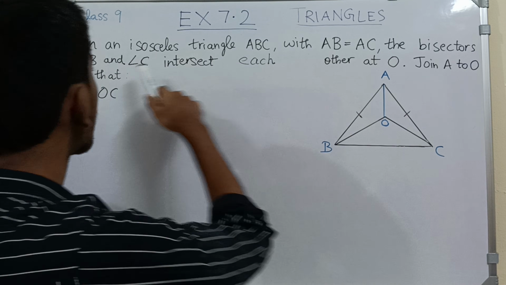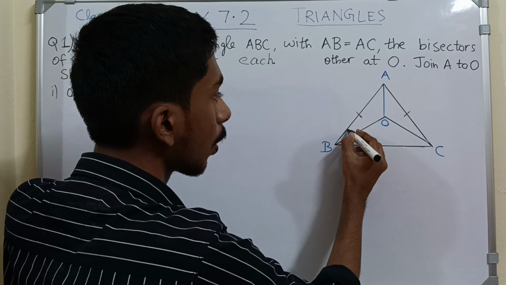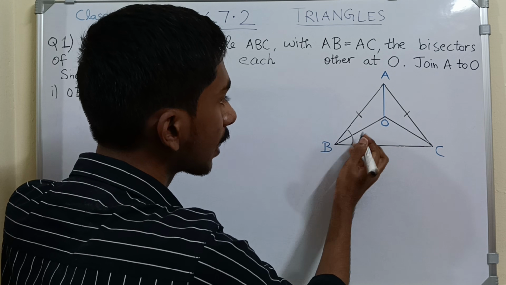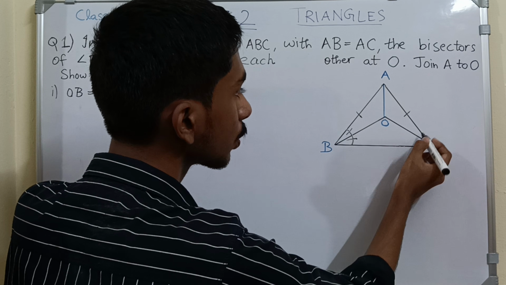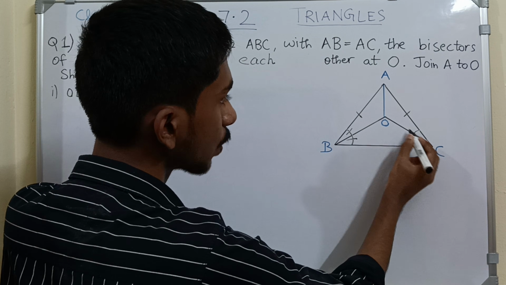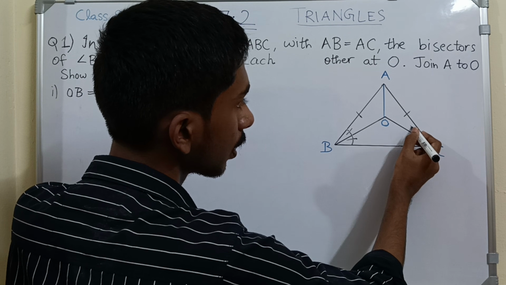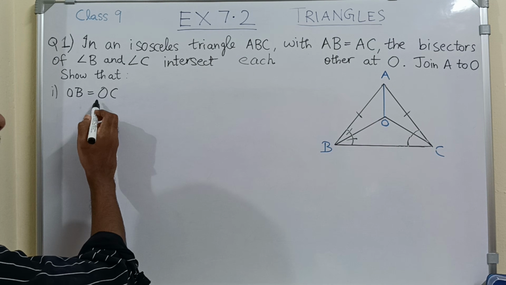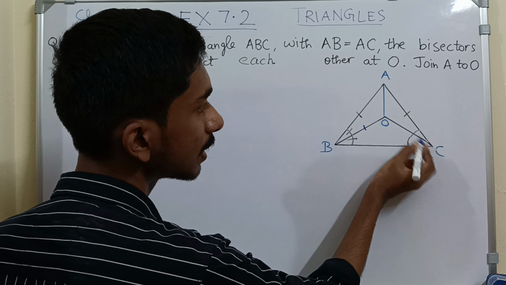The bisectors of angle B and angle C intersect at O. So OB is the bisector of this angle B. So this OB cuts this full angle into two equal halves. Like that, angle C is also bisected by this ray OC. So this OC cuts this angle into two equal halves. This half is equal to this half. Now we have to show that OB is equal to OC. We have to show that this line OB is equal to this line OC.